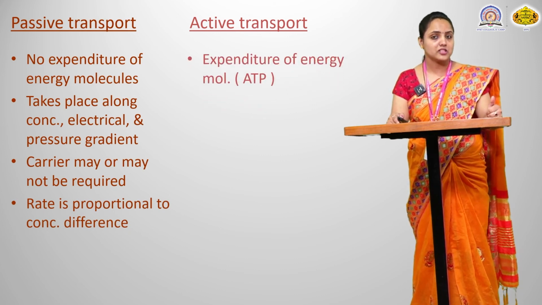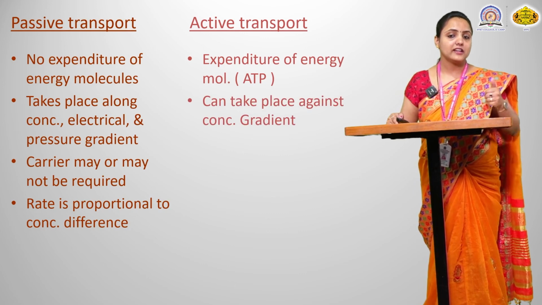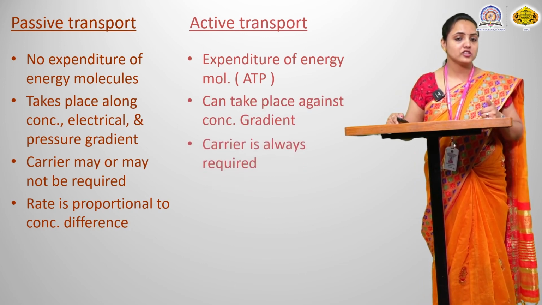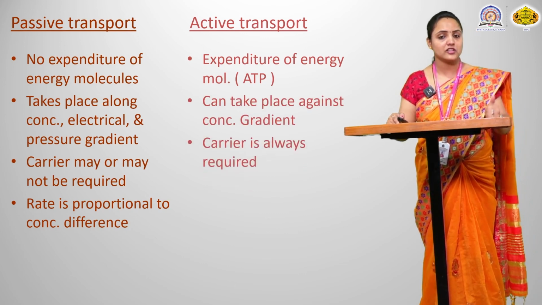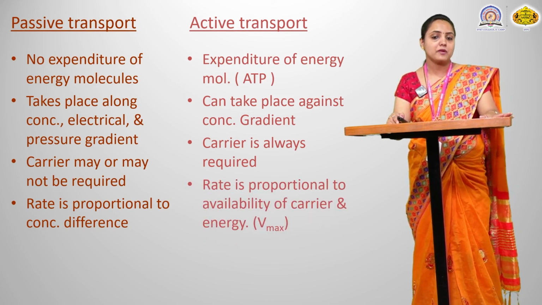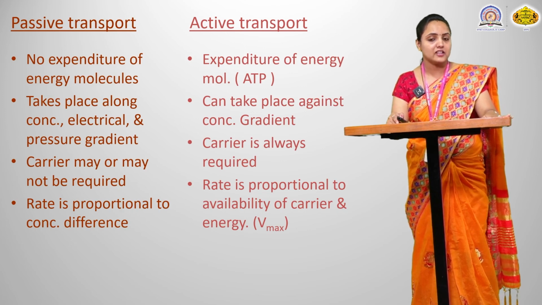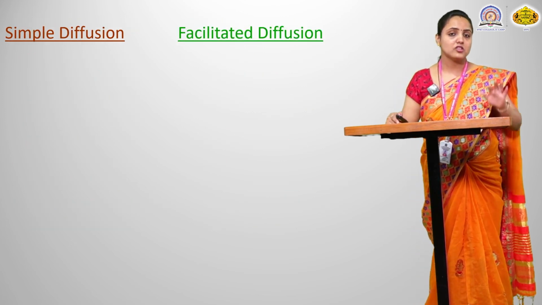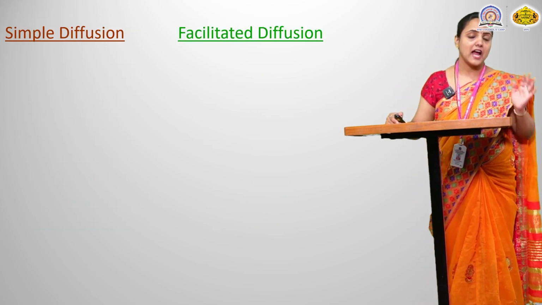In active transport, expenditure of energy is required. It can take place against the concentration gradient, whereas passive transport is along the concentration gradient. Here a carrier is compulsory. The rate is proportional to the availability of a carrier and energy, that is the Vmax. So these were the distinguishing features of active and passive transport.